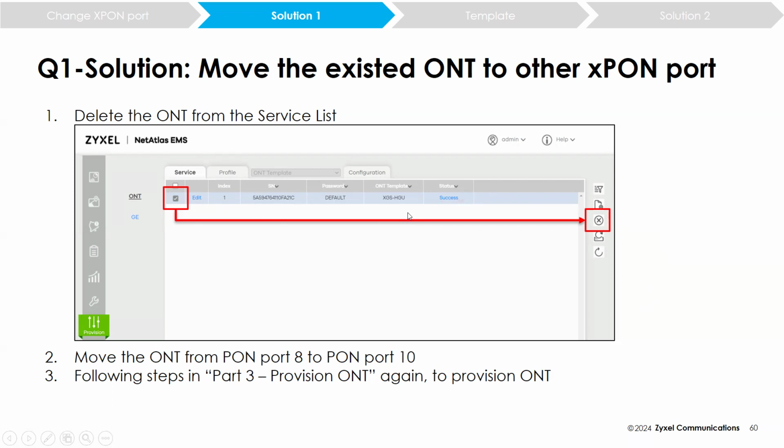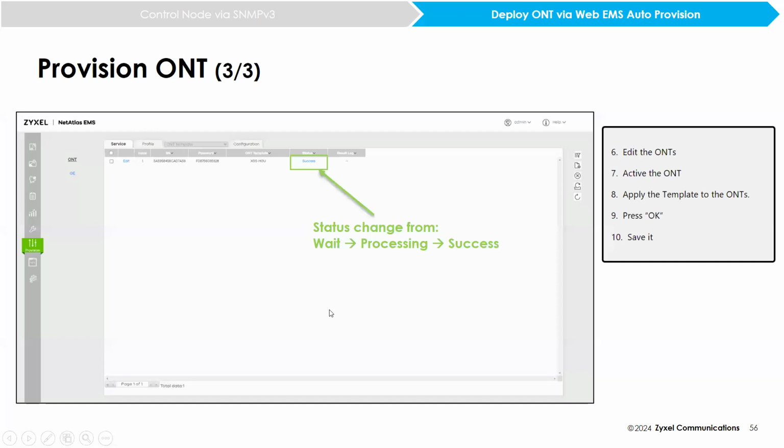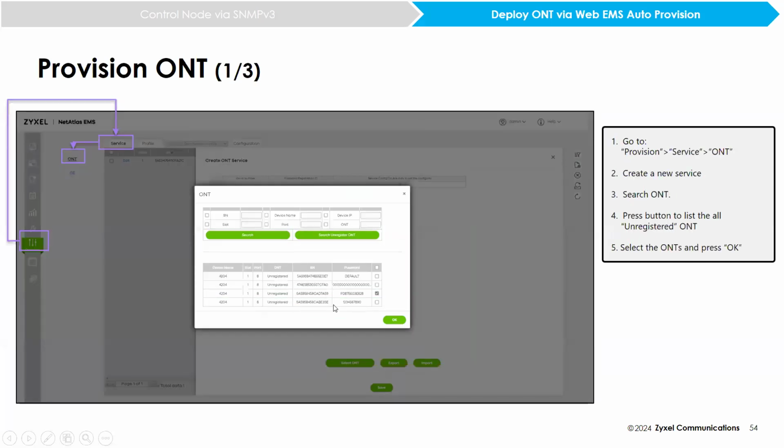Since we are going to move our ONT devices to another home port, as before, we always suggest that we delete the ONT devices from the list here. We can easily tick the checkbox and press the delete button, so we can remove this ONT directly. Then we move our ONT device from home port A to home port 10, and follow the steps in the pass-through provision to start the ONT provision process again.